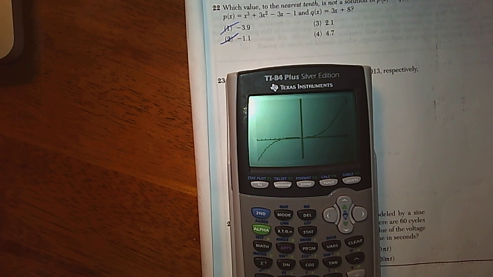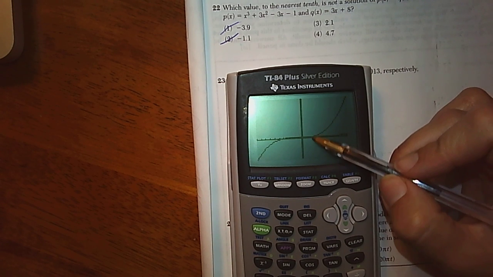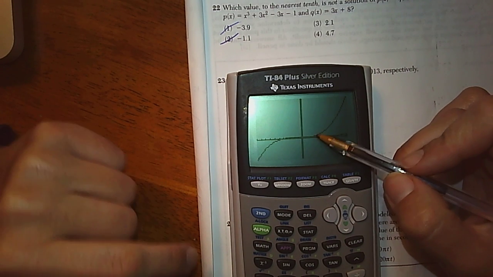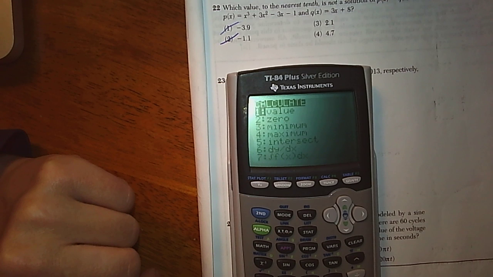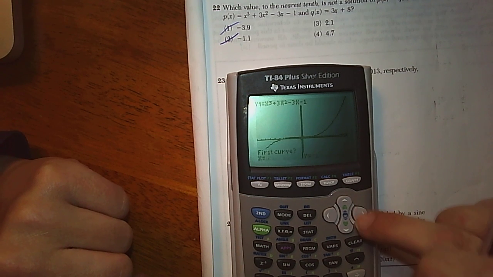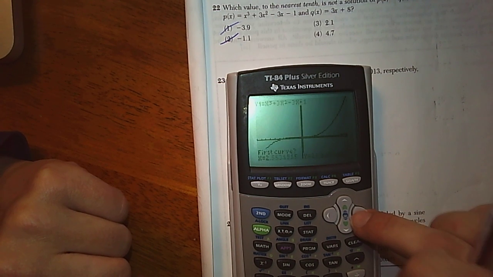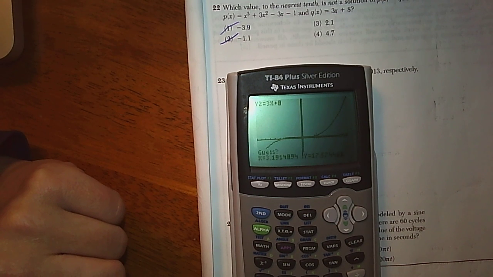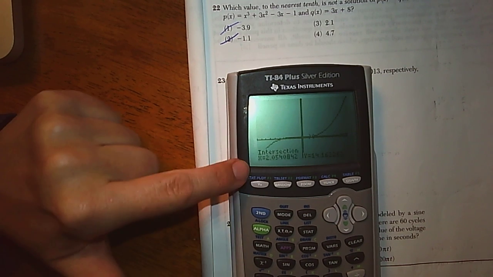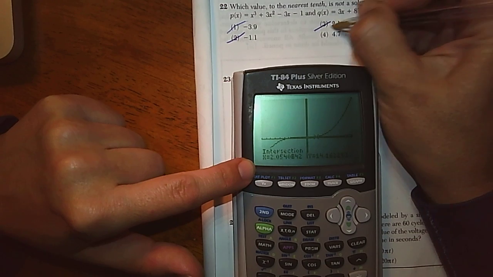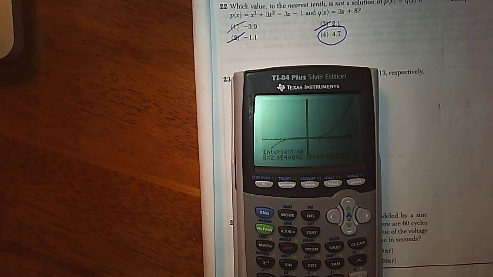All right. Okay, so it looks like this is the spot, the third spot we didn't get. So we have to go over here. So we're going to do second calc, 5 for intersect. We want to go over here. Enter, enter. It's 2.05, so that's an answer. So this is the one that is not correct.